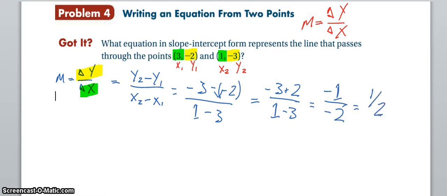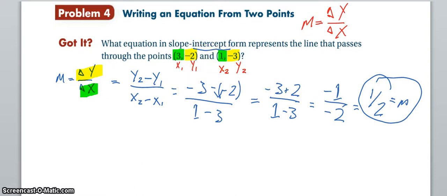Now, the question becomes, how do I write this in slope-intercept form? The one thing that I still don't know anything about is where this line intercepts the y-axis. Well, that is actually fairly easy to figure out now that we know our slope and that we know a point. So since we know this is our m value, we can take either of these points to be my x and my y.